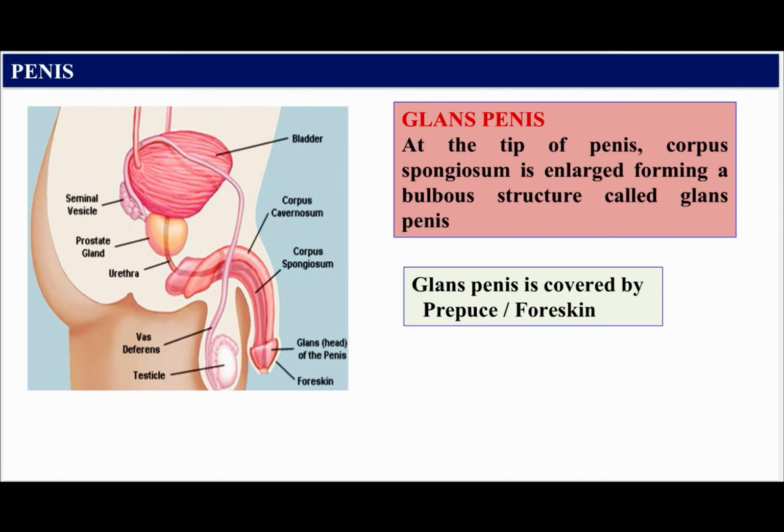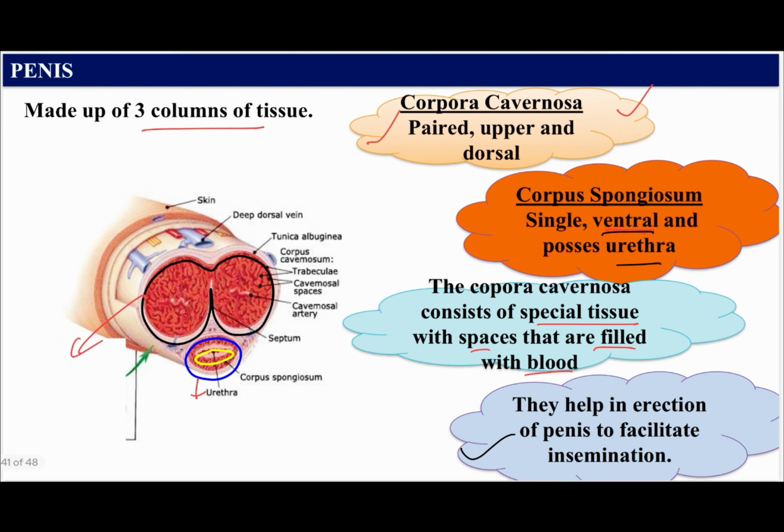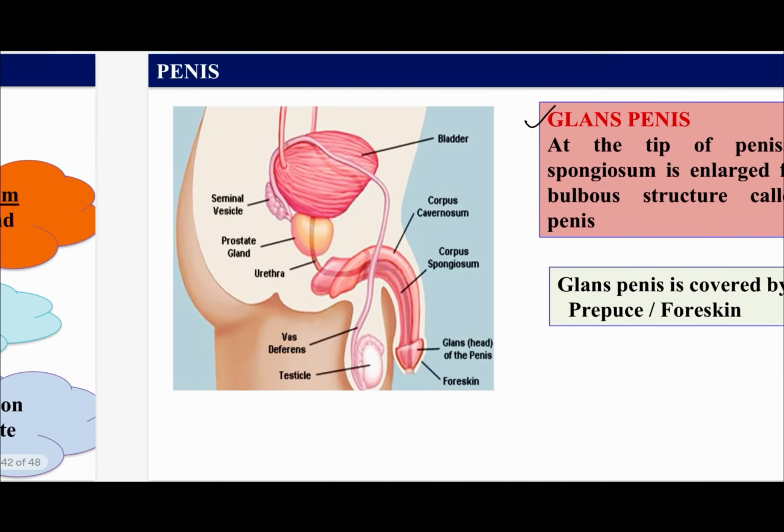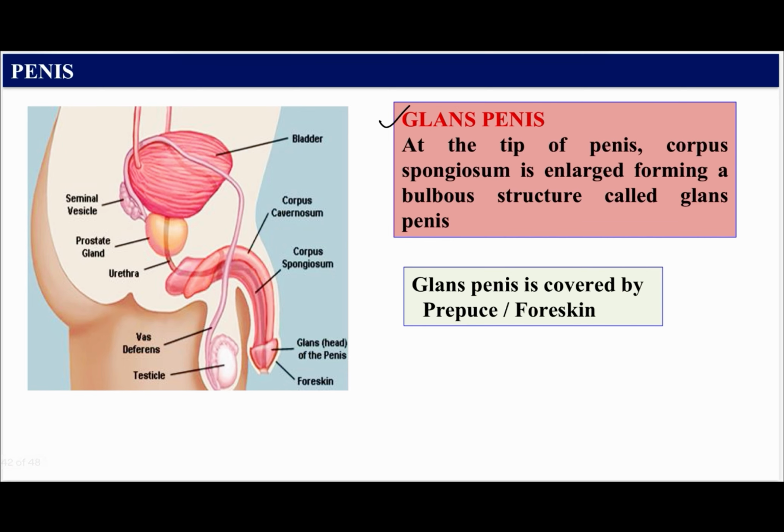Now, we have to learn the glans penis. At the tip of the penis, the corpus spongiosum, which you already know, is enlarged and forms a bulbous structure. That bulbous structure is called the glans penis. The glans penis is covered by a skin called the prepuce or the foreskin.